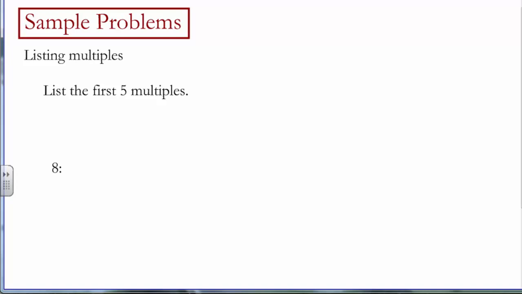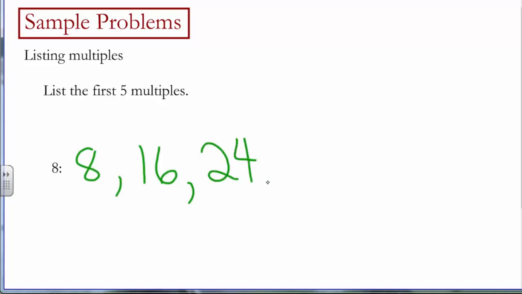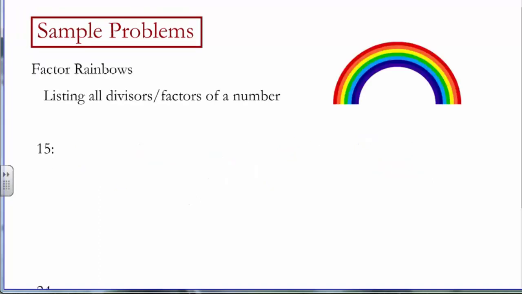All right, let's look at some sample problems. If I want to list multiples, so if I want to list the first 5 multiples of 8, to do this, I simply think to myself, well, 8 times 1 is 8. That's the first multiple of 8. 8 times 2, 16. That's the second multiple of 8. 8 times 3, 24. Then 32. And then 40. Now I can keep on going forever and ever and list multiples for the rest of my life, but we only need to list the first 5.